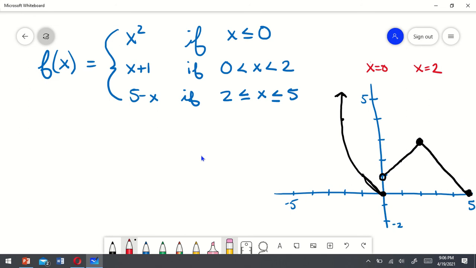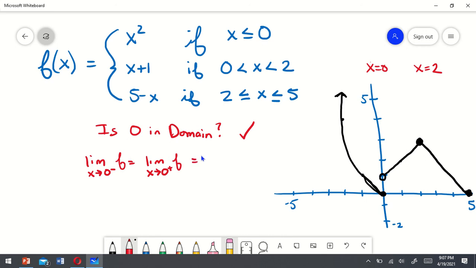And I can tell if it's continuous first by asking myself, for instance, at 0, is 0 in the domain? The answer is yes, I am allowed to plug in 0. Is the limit as x approaches 0 from the left equal to the limit as x approaches 0 from the right, which is the same number as when I just plug in 0?